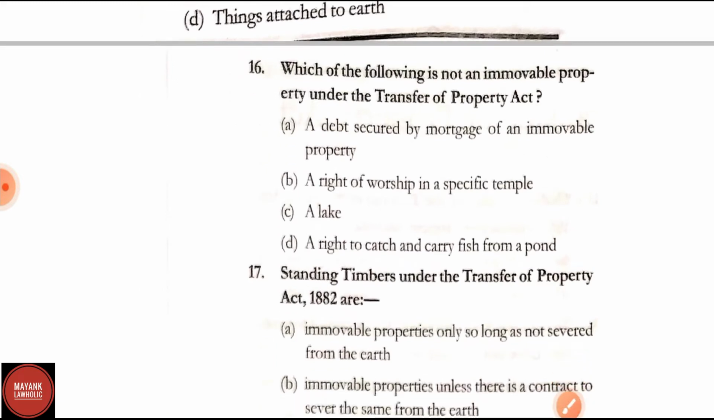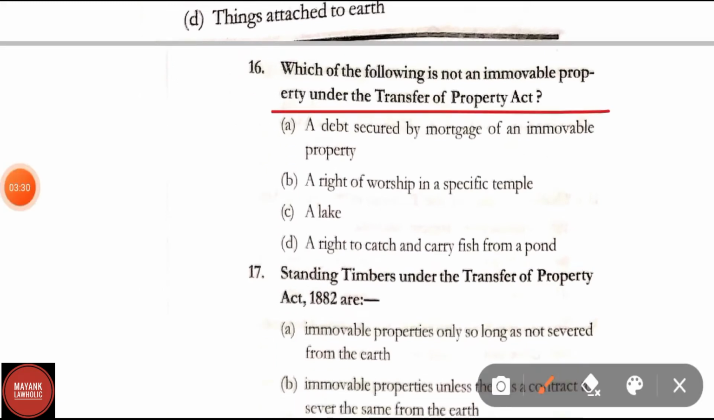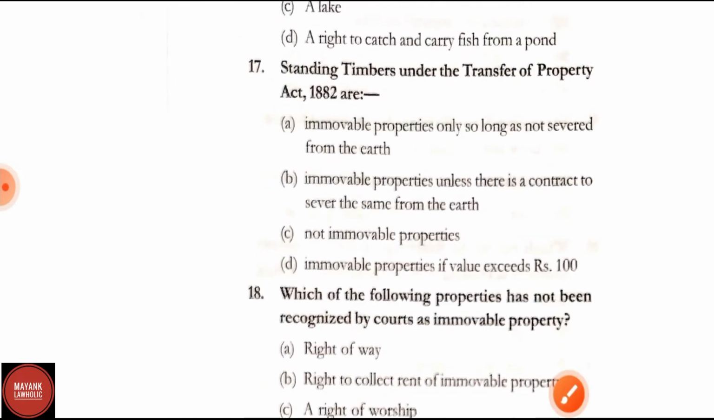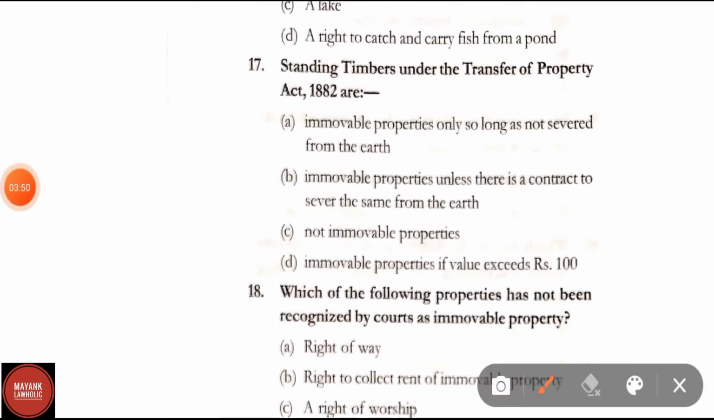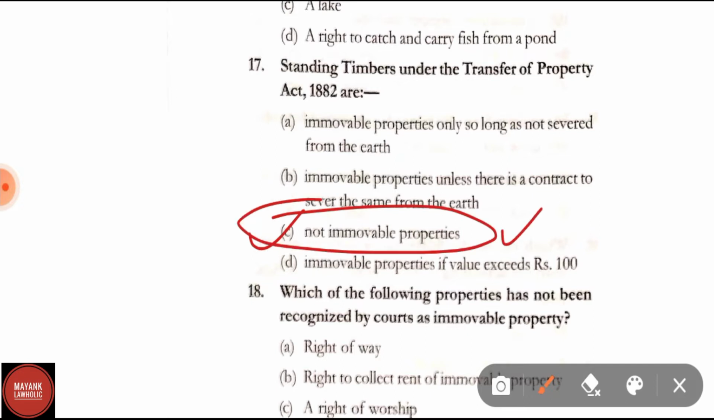Question number 16. Which of the following is not immovable property under the Transfer of Property Act? A debt secured by the mortgage of immovable property, a right of worship in a specific temple, a lake, a right to catch and carry fish from a pond. Correct answer is option B, that is right of worship. Question number 17. Standing timber under the Transfer of Property Act is: immovable property only so long as not severed from the earth; immovable property unless there is a contract to sever it from the earth; not immovable property; immovable property if the value exceeds ₹100. Here standing timber under the Transfer of Property Act is not immovable property. Option C is the right answer.